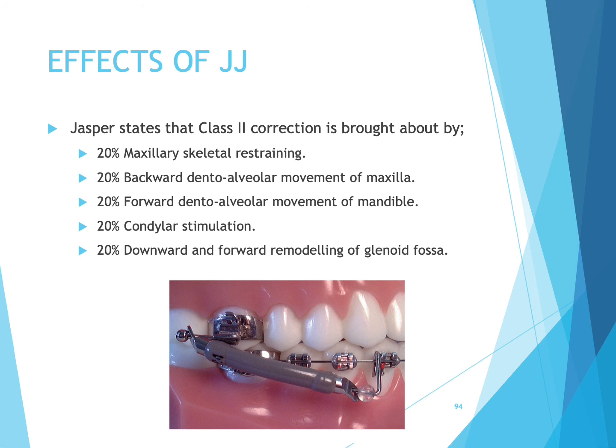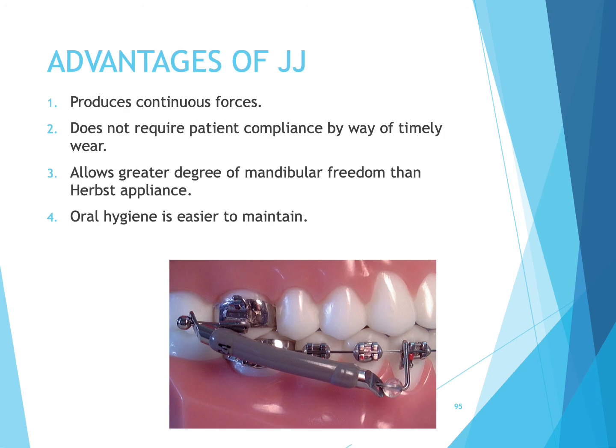Jasper states that class 2 correction is brought about by 20% of maxillary skeletal restraining, 20% of backward dentoalveolar movement of maxilla, 20% of forward dentoalveolar movement of mandible, 20% of condylar stimulation, and 20% of downward and forward remodeling of glenoid fossa. The advantages of Jasper jumper are as follows. It produces continuous force, does not require patient compliance by way of timely wear, allows greater degree of mandibular freedom than Herbst appliance, and oral hygiene is easier to maintain.